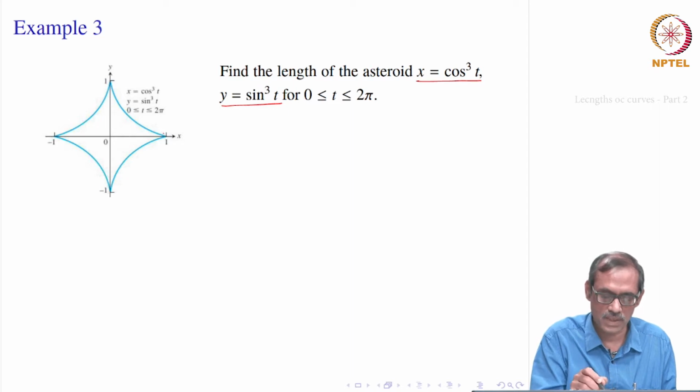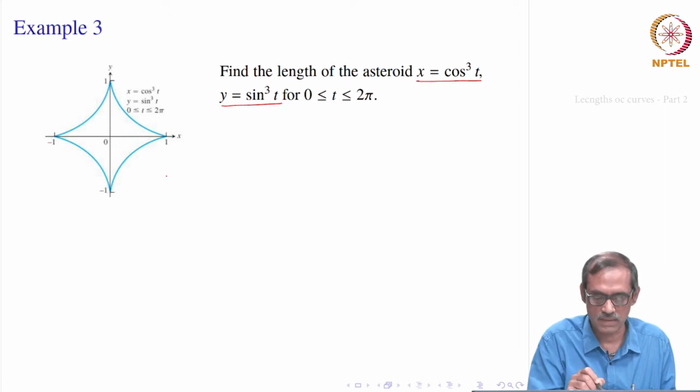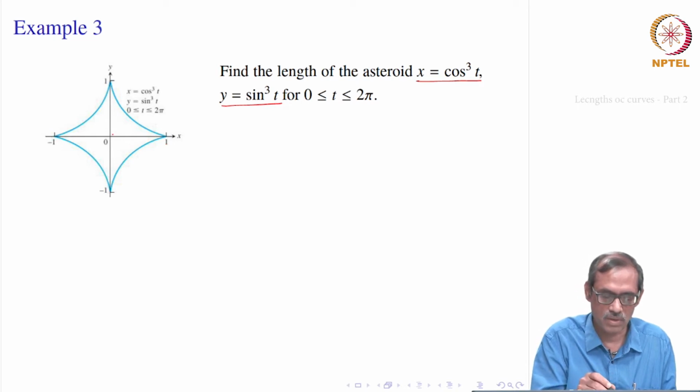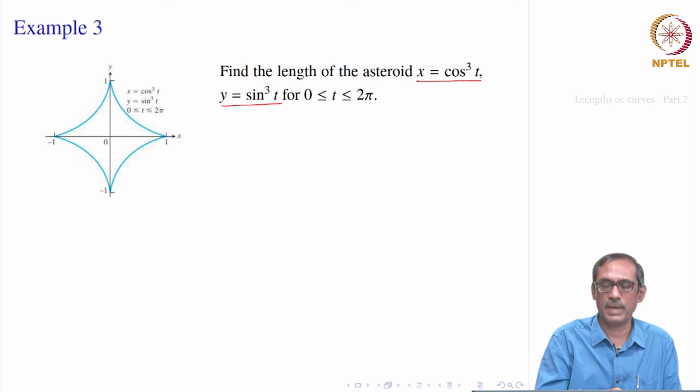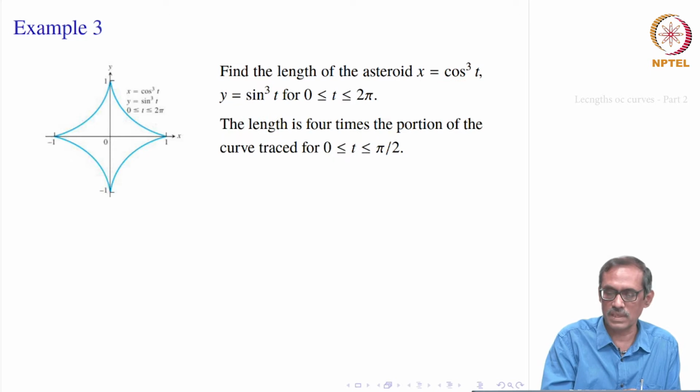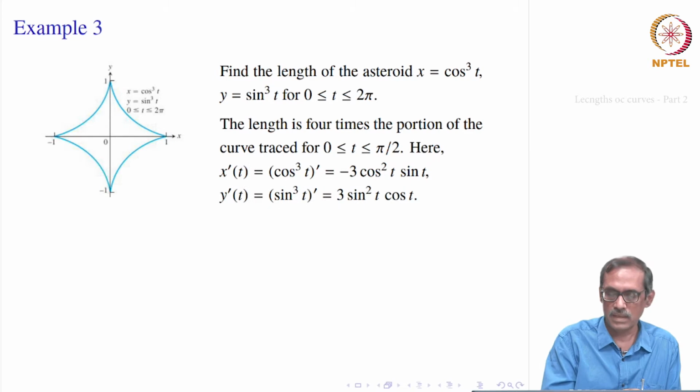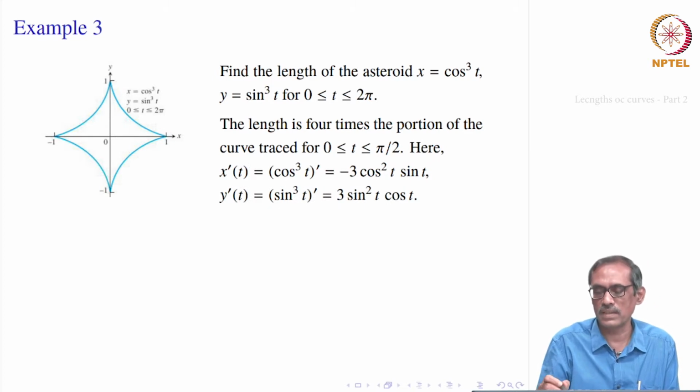Since it is symmetric, we can say its length is 4 times the length of any one of the petals; one petal is enough to take. But in that case, t is really the angle 0 to 2 pi, so t will vary from 0 to pi by 2. That is the first thing we can see: the length is 4 times the portion of the curve traced for 0 to pi by 2, that is this portion. Okay, so now let us go to computing the length. This length we will compute and multiply it by 4.